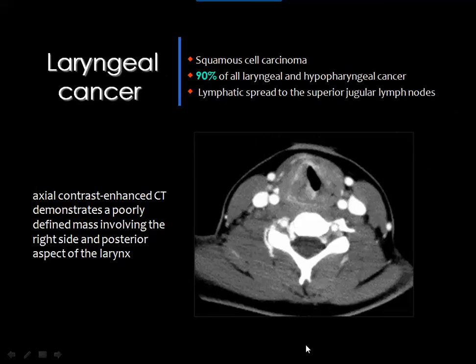Then the laryngeal carcinoma is of the squamous cell type, and 90% of all laryngeal and hypopharyngeal cancers are of the squamous cell type. And lymphatic spread usually goes to the superior jugular lymph nodes. Then you see a tumor mass here, and you can appreciate the size, you can appreciate encroachment on the laryngeal lumen.